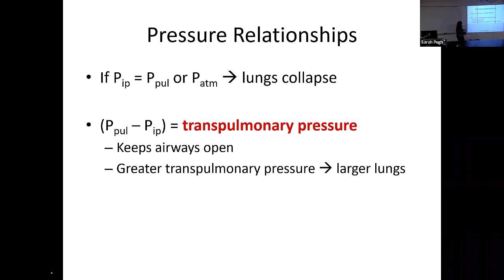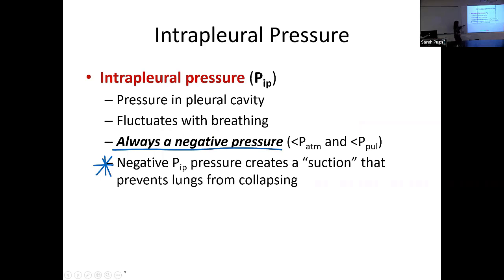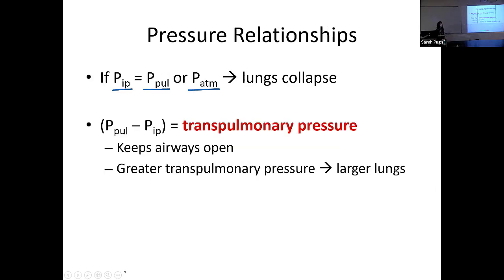So here's our pressures up here. So we have our intrapulmonary pressure, and if the intrapleural pressure is equal to our atmospheric pressure, then the lungs will collapse. So this is the pressure in that cavity. I told you that your intrapleural pressure always has to be negative to what's in your lungs or negative to what's in the atmosphere. If it ever equals what's in your lungs or equals the atmosphere, your lungs will collapse.